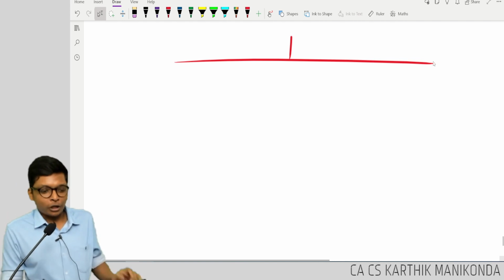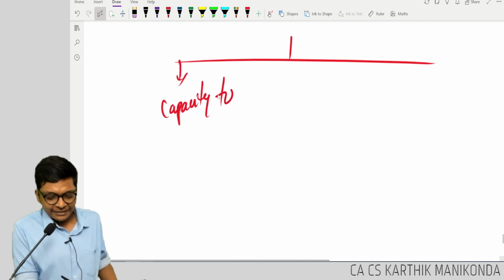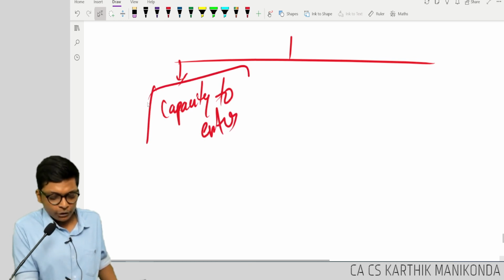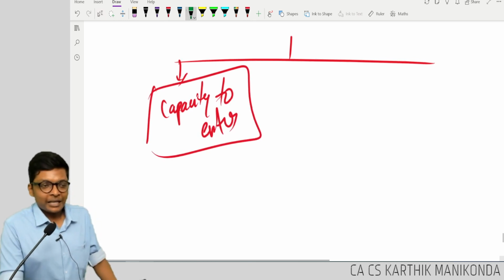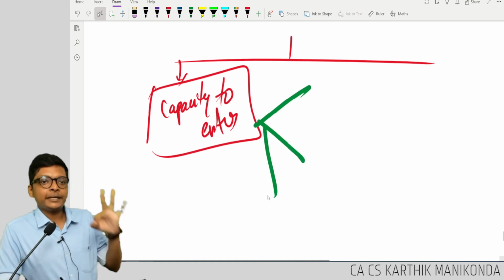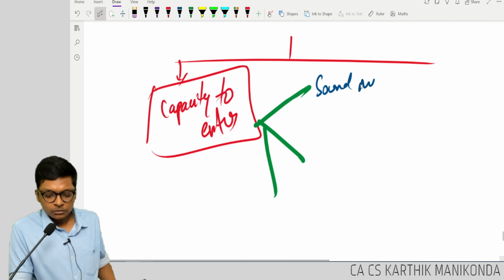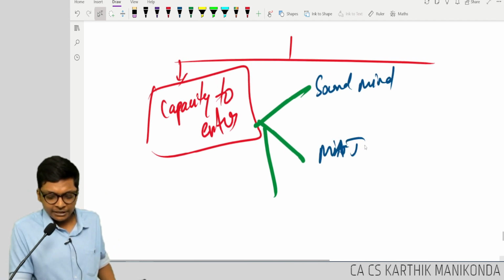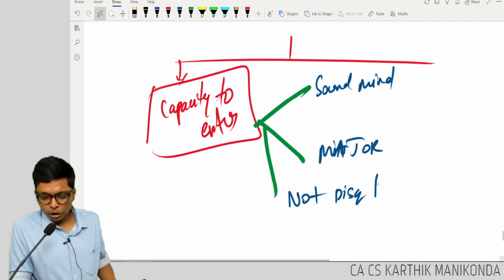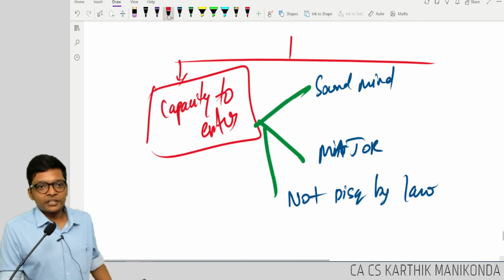Unit 3 has 4 concepts. First is what, guys? Capacity to enter into a contract. Capacity to enter into a contract splits into 3. Very simple. Person is of sound mind, major, not disqualified by law. Now, let me finish quickly.